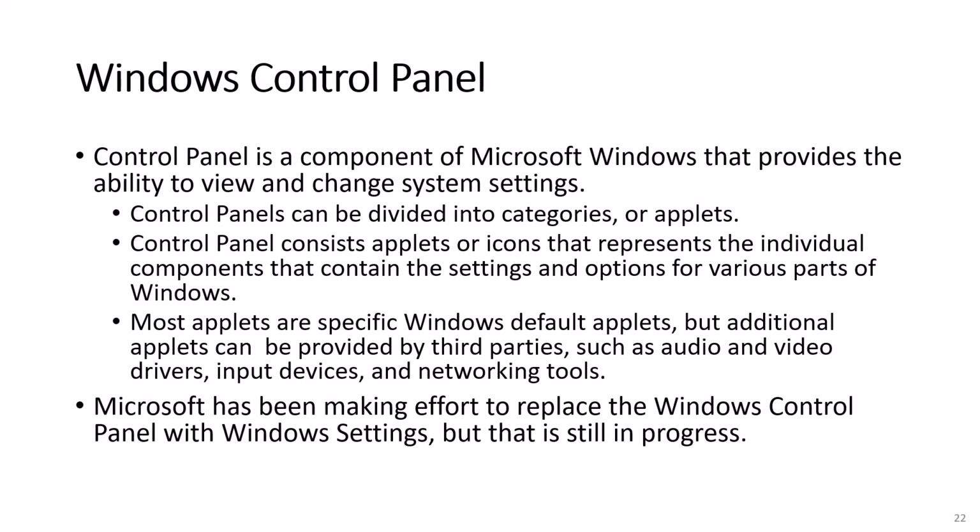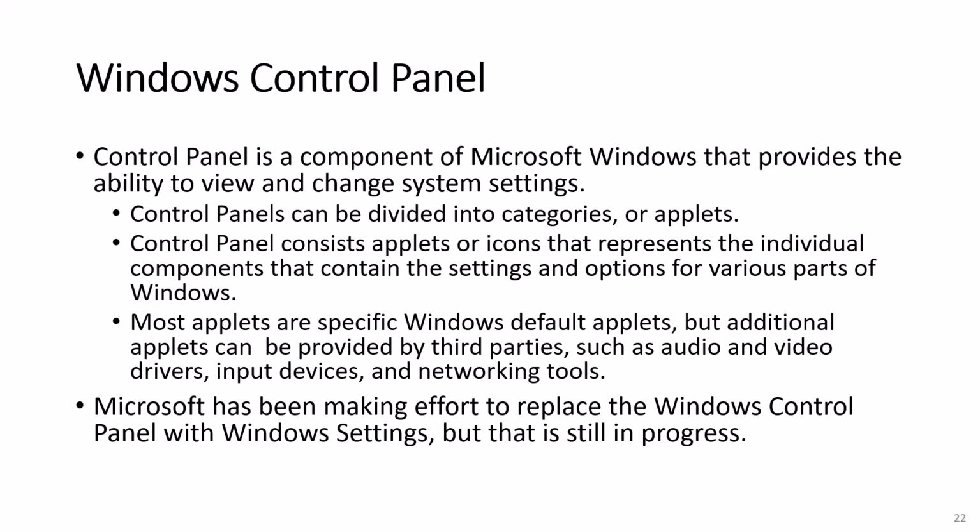Control Panel is a component of Microsoft Windows that provides the ability to view and change system settings. Control Panel can be divided into categories or applets. The applets are icons that represent the individual components that contain the settings and options for various parts of Windows. Most applets are specific Windows default applets, but additional applets can be provided by third parties such as audio and video drivers, input devices, and networking tools.